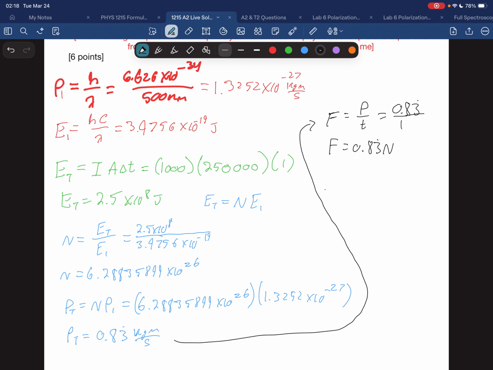And then using F equals ma, where a is actually just 9.8 from gravity, we get 0.83 repeated over 9.8. And we get a final mass of about 0.085 kilograms, or 85 grams. Both of these are perfectly acceptable.